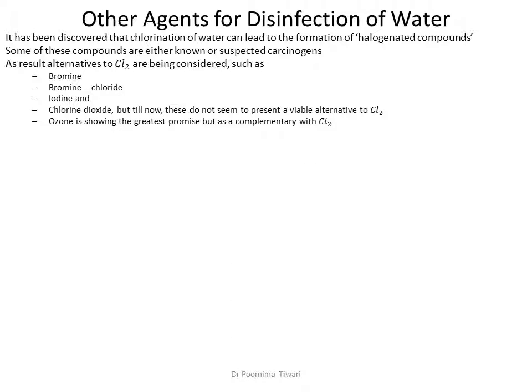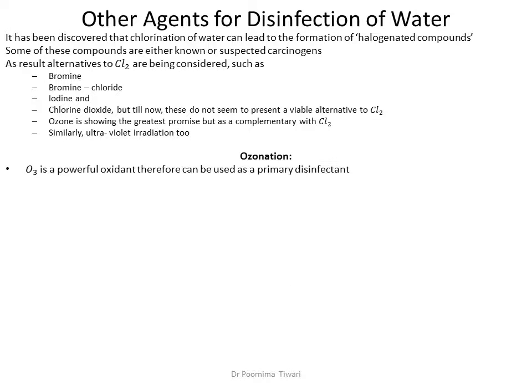Ozone is showing the greatest promise, but only as a complement to chlorine. Similarly, ultraviolet radiation is a potent disinfectant, but only in combination with chlorine. Ozonation. Ozone is a powerful oxidant and it can be used as a primary disinfectant.